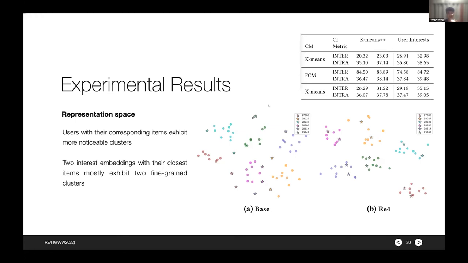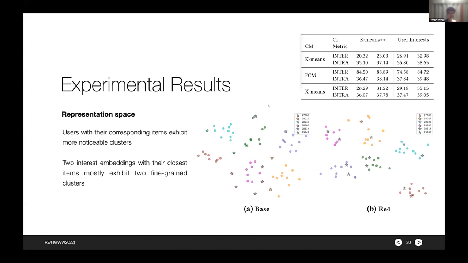And since we are a multi-interest framework, we are more interested in whether the learned multi-interest can capture the real multi-aspect interest of users. Here the number of interests is 2. We can find that in the representation space of RE4, the two interest embeddings with their closest items further exhibit two fine-grained clusters. That means the learned multi-interest can encode different aspects of one user. This visualization is conducted on limited users and limited items.